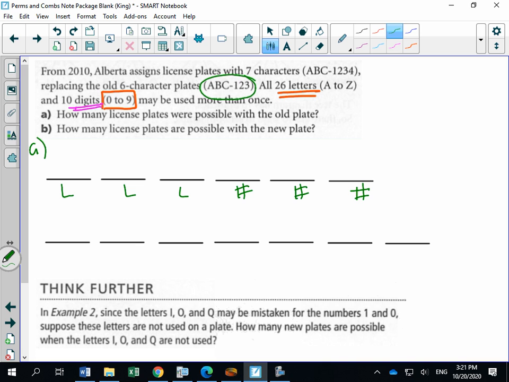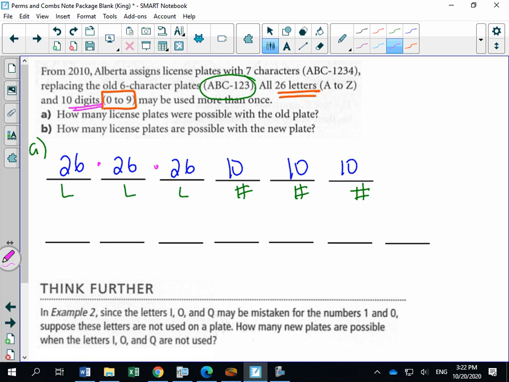Okay, there's no restrictions. What no restrictions means is there could be repeats, right? So we could have A for our first 3 letters if we wanted. Because I need letters to go here, there are 26 letters in the alphabet, so there's 26 choices there, 26 choices there, and 26 choices there. The numbers are from 0 to 9, because we could have the number 0. So there's 10 digits here, 10 digits here, and 10 digits here.